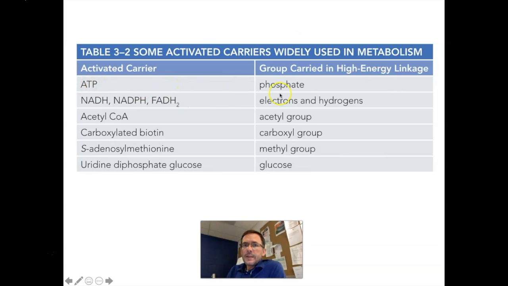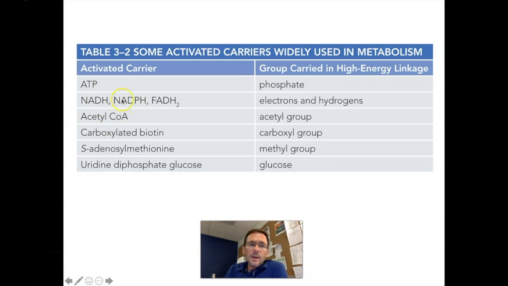So ATP is a great example. In this case, the group that's carried in a high energy linkage is phosphate. So ATP, adenosine triphosphate, that third phosphate and that second phosphate share a high energy bond or linkage, and if that's broken, adenosine triphosphate into adenosine diphosphate, that releases energy that can be used to drive other unfavorable reactions. There's also some energy between ADP and AMP, but it's not as much, and usually when we're talking about ATP driving chemical reactions, we're talking about a cleavage of that third bond.